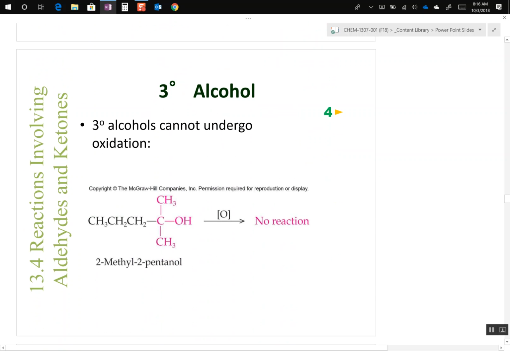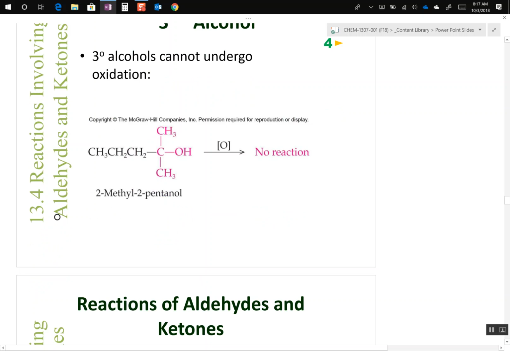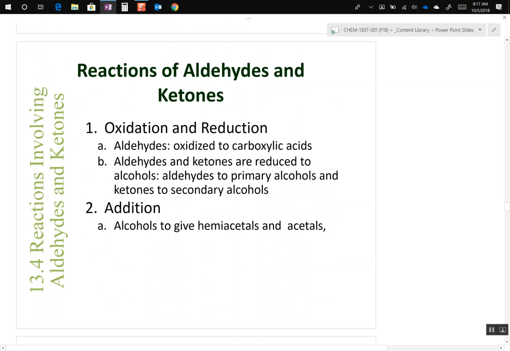Okay, tertiary alcohol. The tertiary alcohol doesn't have any hydrogens attached to that carbon. Just carbons and the OH. Because I don't have another hydrogen to remove, I can't form a double bond. So I won't remove anything. No reaction. No reaction in that case for tertiary alcohols.